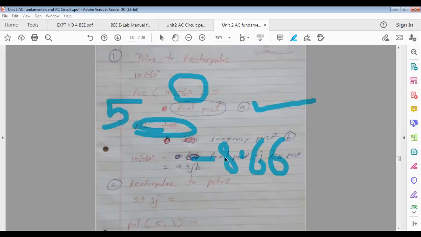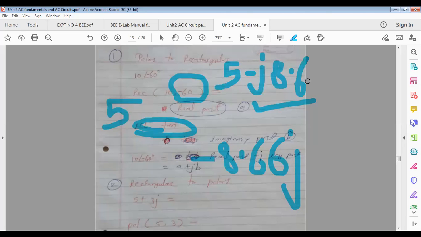5 minus j 8.66. Is this clear how to convert polar to rectangular? So its conversion is 5 minus j 8.66. Everyone got it? Can we go for next?